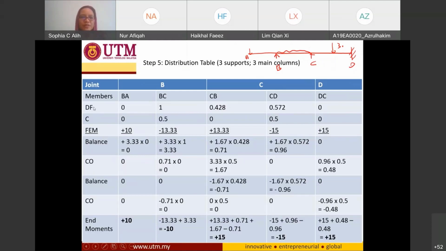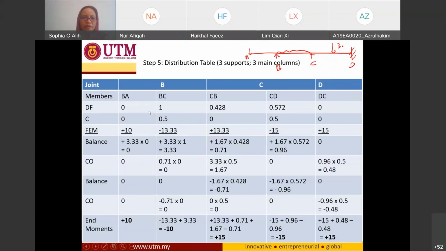Now the distribution factors that you have already calculated from step 2, you just have to include them in here. So let us see all the distribution factors that you have already calculated for BA, BC, CB, CD, and DC.